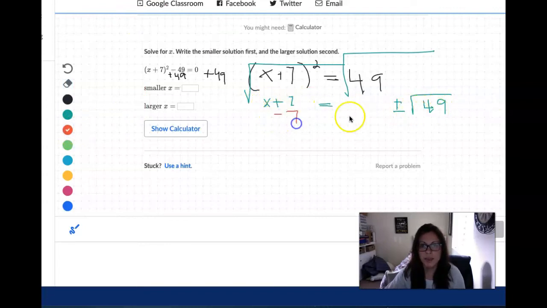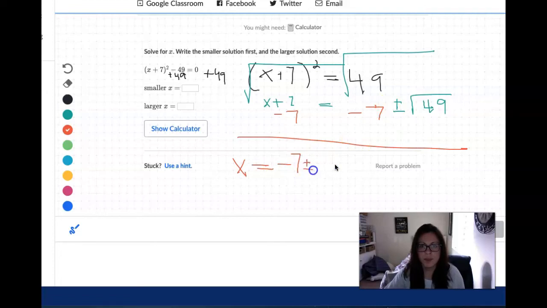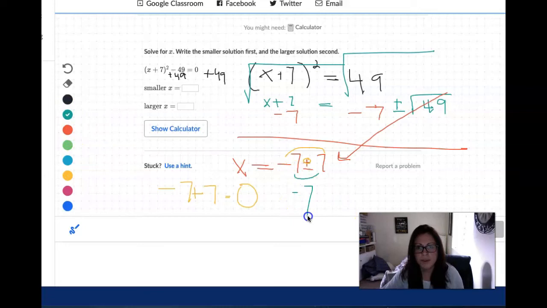So now I'm going to isolate x by subtracting 7 from each side. And now we get x equals a negative 7 plus or minus, now the square root of 49 is 7. So when I simplify this, I'm going to go negative 7 plus 7, which equals 0. And then I'm going to go ahead and get the other side, a negative 7 minus 7, which equals a negative 14.